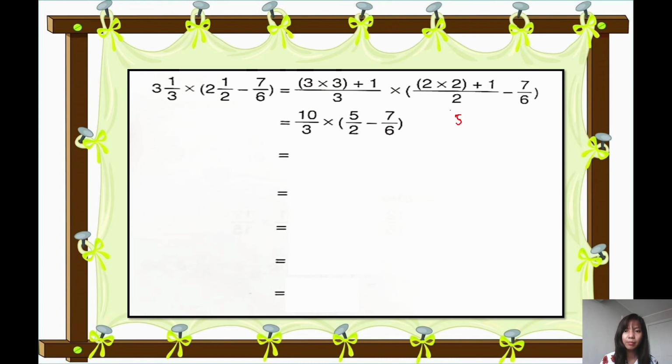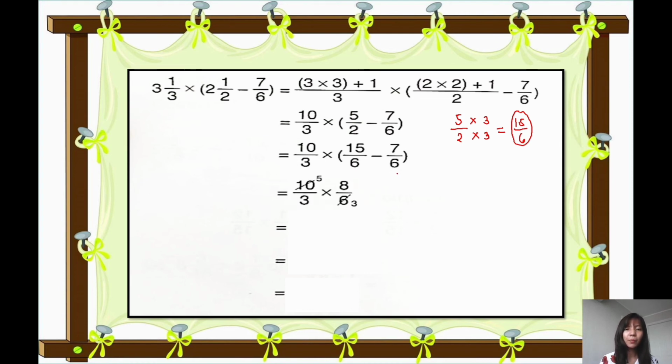Okay, so I'll show you here. 5 over 2, right? So multiply by 3. You have to multiply the same number to the denominator and numerator. So 2 times 3 is 6. 5 times 3 is 15. So now we have the same denominator here, right? So copy 10 over 3 times. So from 5 over 2 it becomes 15 over 6 minus 7 over 6, alright?